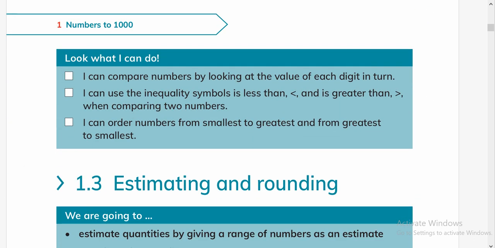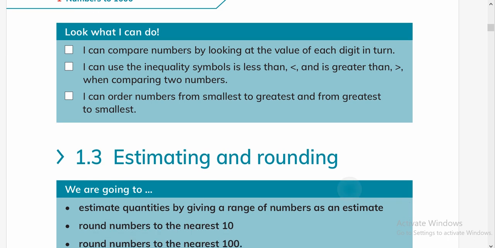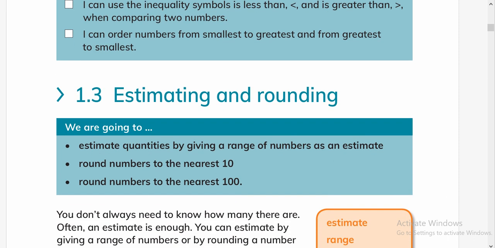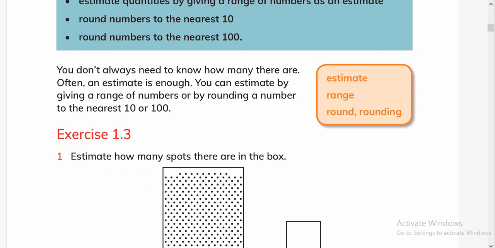Okay, look what I can do. Ask the students if you can use greater than or less than symbols, or if you can read the digits up to 1000, or if you can order the numbers from smallest to greatest.